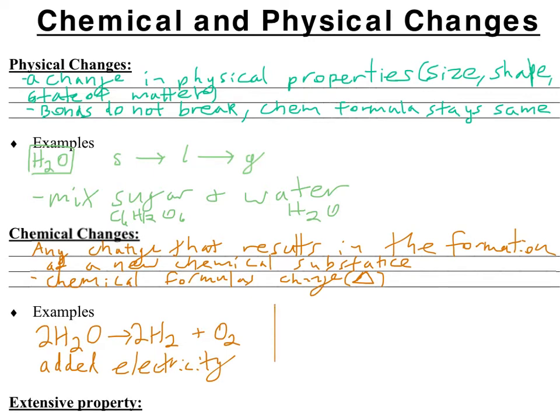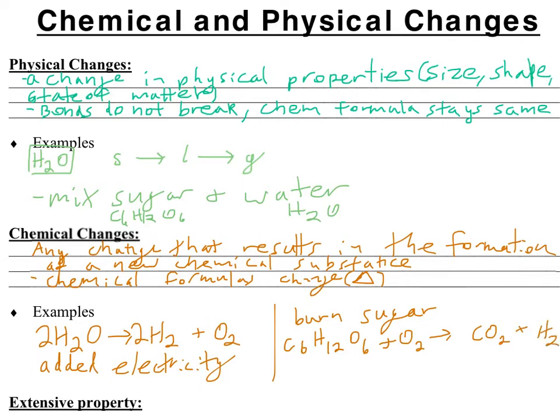You can also take a sugar cube and burn it. So if I was to burn sugar, this would be a combustion reaction. We'll talk about that later in this packet. So if I take that C6H12O6 and I burn it, meaning I use oxygen, then I would produce CO2 and H2O.